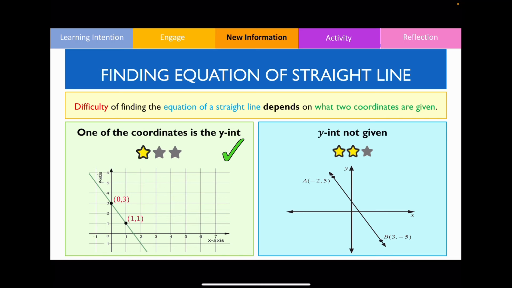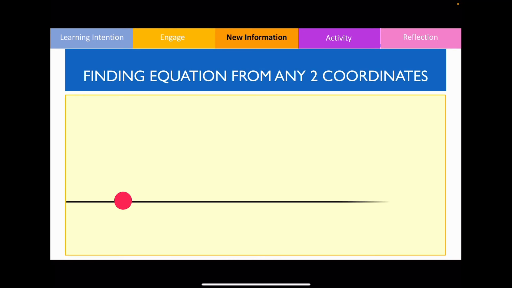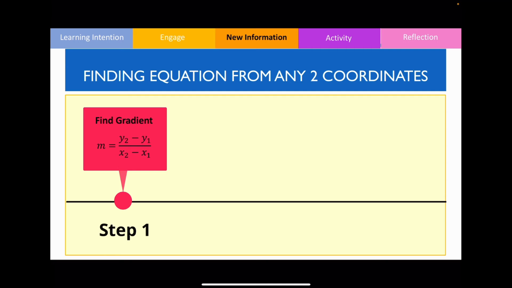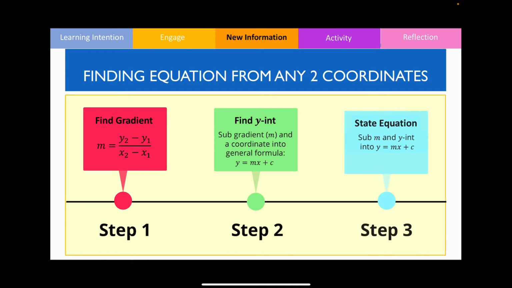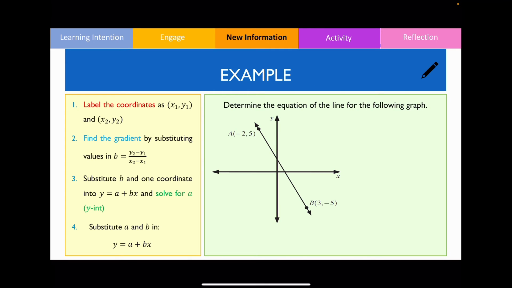So we've now just finished looking at the very first type of examples where one of the coordinates is always going to be equal to the y-intercept. Let's look at the second example where none of the coordinates are the y-intercepts. When you get questions posed in this particular format, instead of finding our y-intercept first, which is what we've done over here, we're actually going to be finding out our gradient first. And after you find the gradient, then we can find out our y-intercept, and then we can write it in the rule.